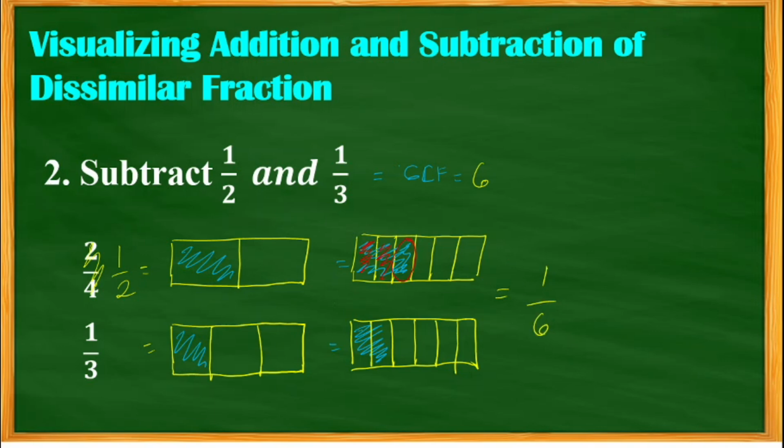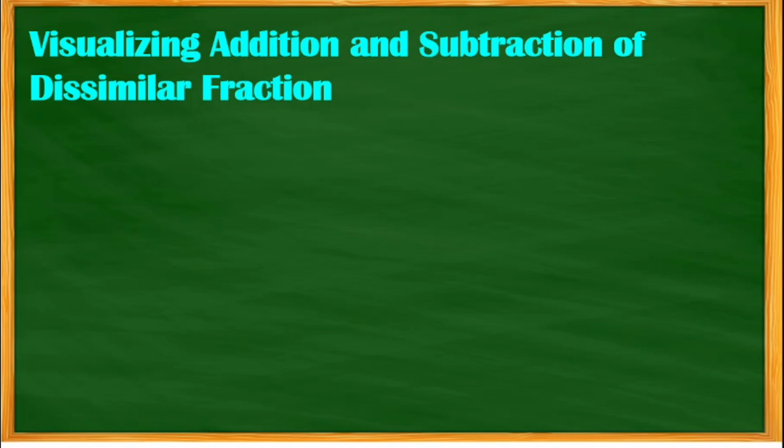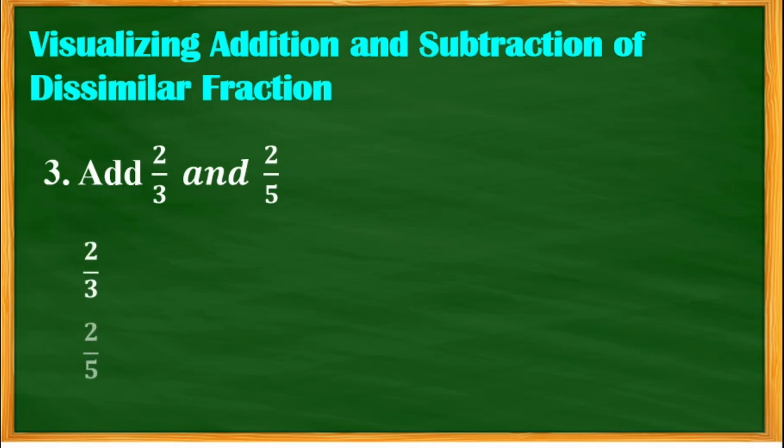All right. Now, I hope you already know how to add or subtract similar and dissimilar fractions. Now, let's have another example. So, 2/3 and 2/5. Let's try using this in a number line. So, the GCF of this one is 15, right?